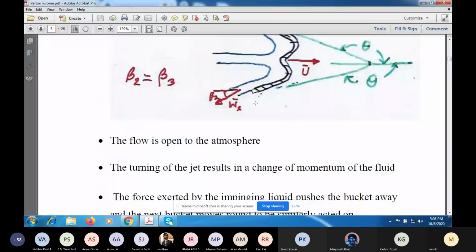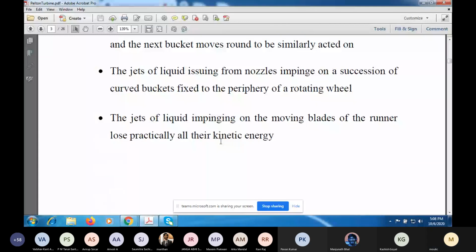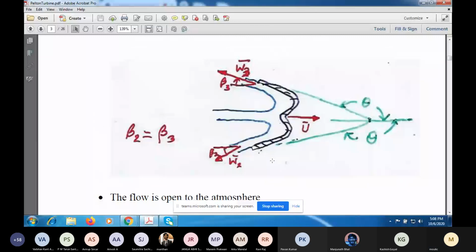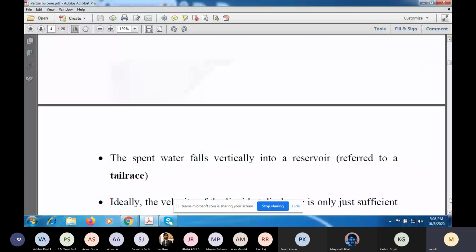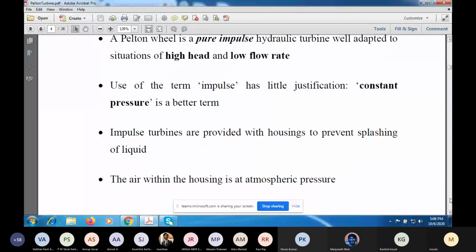So the jets of liquid will lose their kinetic energy, and that reduction in the kinetic energy of the liquid will be the gain in kinetic energy of the blade or vane or bucket, whatever you call it. Okay. Now I've gone through all this. If you want, I can just show you one figure.